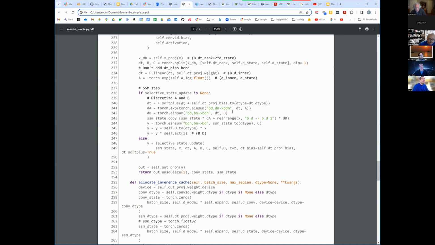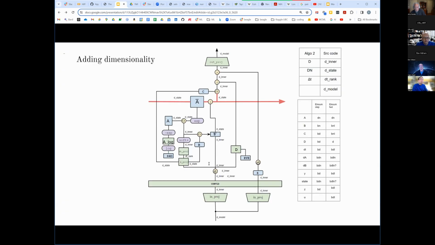Okay, and here's the magic state transition then, I think. This is the dA times the prior state. So that's the A bar times the prior state, and we're adding in the dB times X. So in the picture, we've got this is their X basically, and we've got the X bar, we're adding that into the D state times N. We're adding that together to update the state.